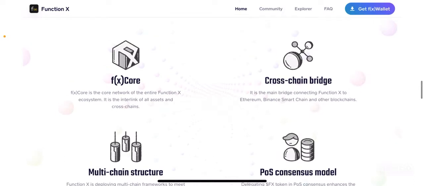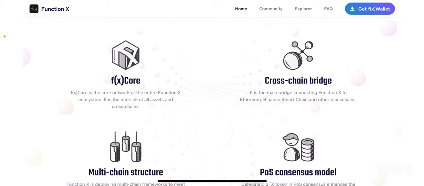So FX Core is the core network of the entire FunctionX ecosystem. It is the interlink of all assets and cross chains. Again, this is one of the many components of the FunctionX ecosystem, which is the FX Core, which acts as an interlink of all the assets and other cross chains, which will converge into the FX Core. Cross chain bridge, it is the main bridge functioning connecting FunctionX to Ethereum, Binance Smart Chain, and other blockchains.